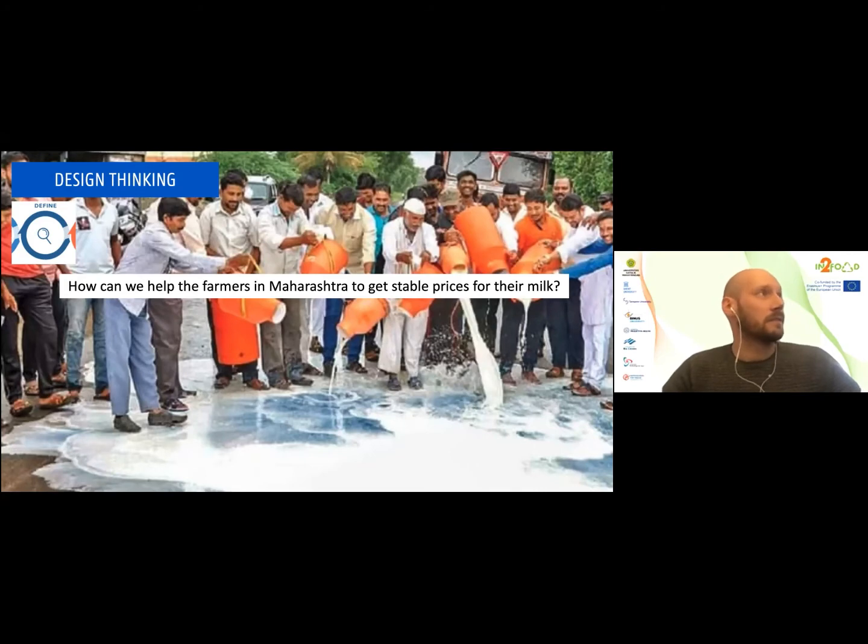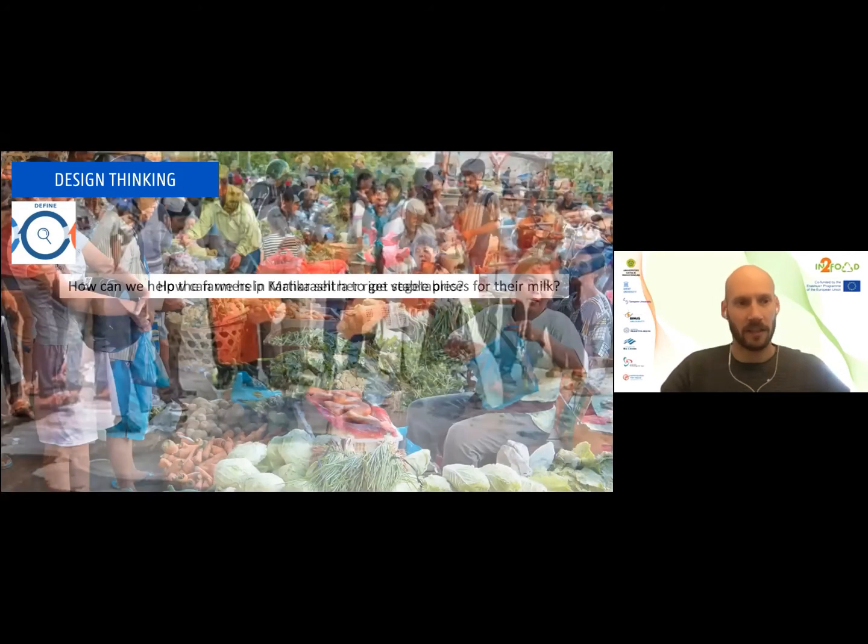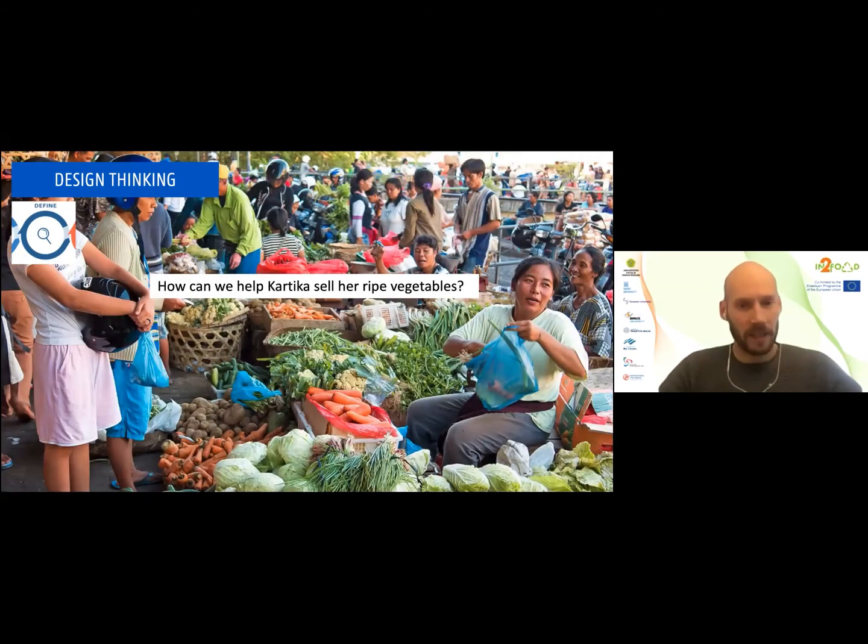Or, for example, how can we help Kartika? Kartika each day goes to the market, but the problem is at the market, she has to sell the vegetables which are ripe at that moment, because if she can't sell these ripe vegetables, they go to waste. So maybe it's not a problem on dealing with the waste, but it's more an economical problem on selling the goods that are ripe at the right moment.